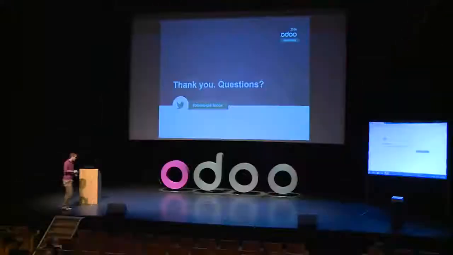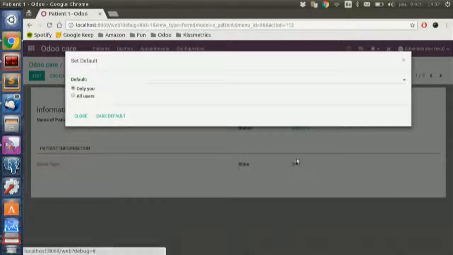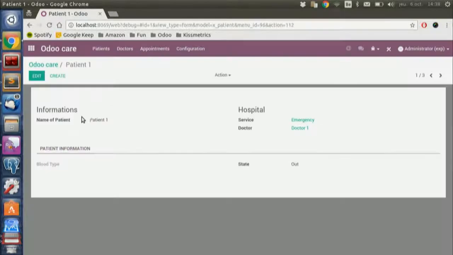Okay, a small thing. How could we define default value for text field or many to one field? This is not possible right now with Studio, but I think with developer mode, for example, here, the patient, I can put here set defaults, and you can create default value for the fields. But this is not yet possible with Studio directly. But it's of course something that we will do.